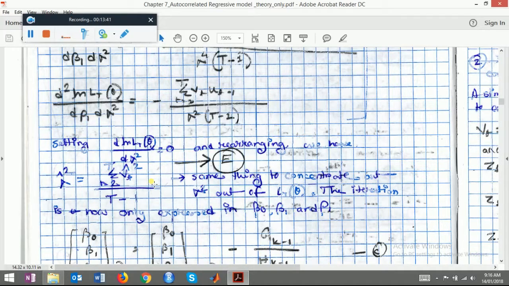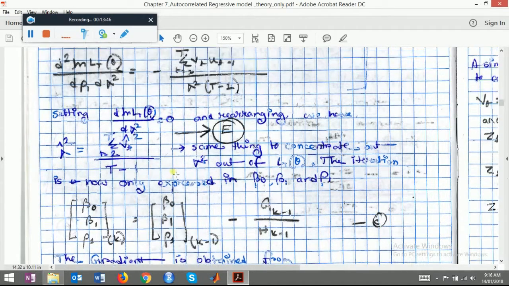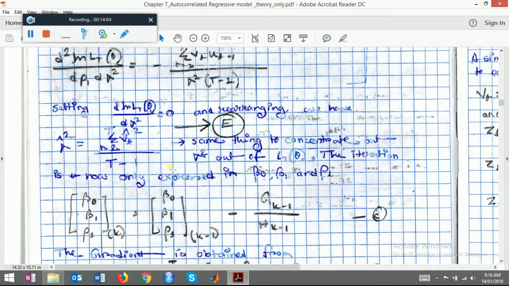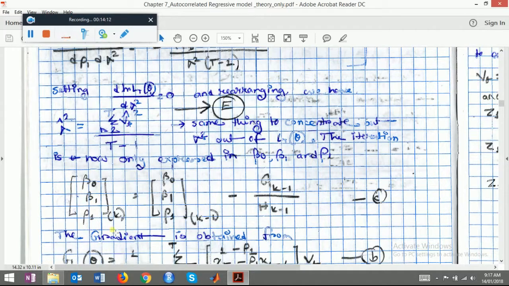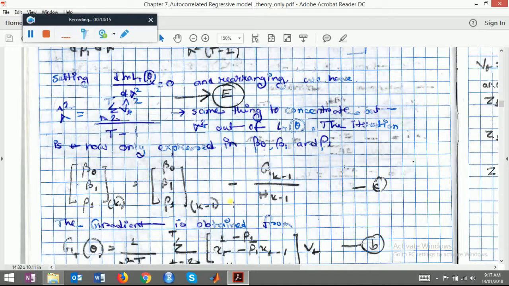Now setting the d sigma square of log theta 0 and rearranging, we are to concentrate out this variance, which is the summation of v square divided by t minus s. In this case s equals 1, so t minus 1, to concentrate out sigma square from the log likelihood function. After concentrating out, the iteration is expressed in the updating scheme. Basically it is beta naught, beta 1, rho 1, because sigma square is not there: theta k minus 1 minus gradient inverse Hessian.